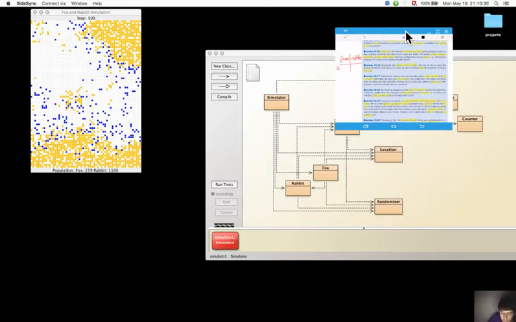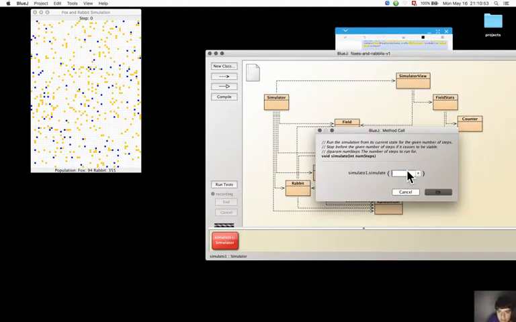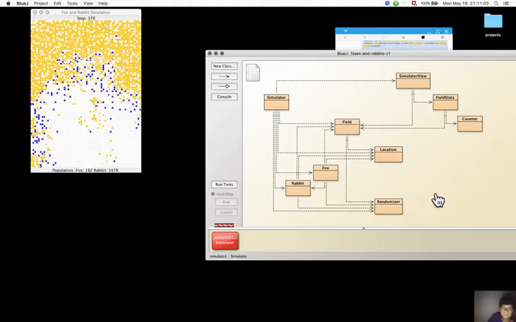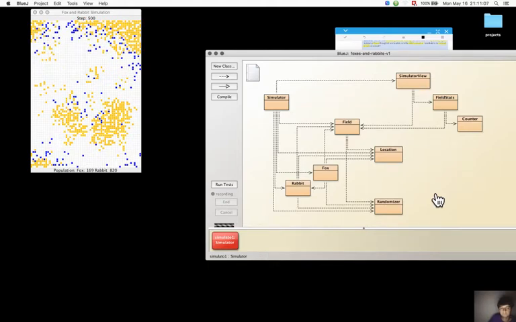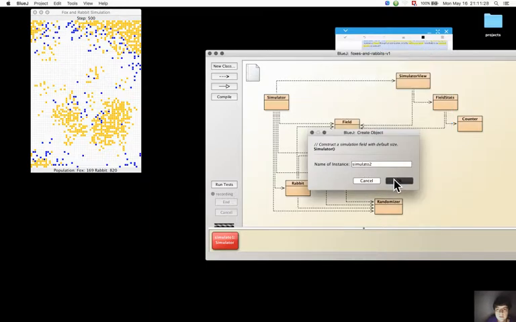So 260 and 1,160. Now, second simulation, same 500 steps. Ends up with 170 foxes and 820 rabbits. So now, by returning to the normal size.